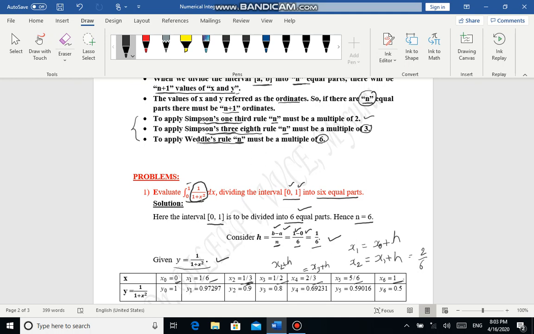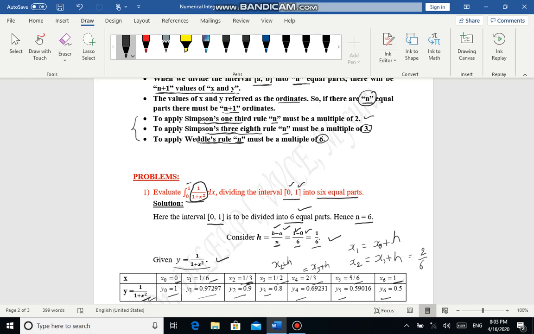Now using these values of x in the function 1 by 1 plus x square, we need to find the corresponding values of y. Observe here, when you replace x by 0, you will get y as 1, that is y0. Similarly, replace x by x1, that is 1 by 6, and you will get y1 as 0.9729 something. Similarly, find y2, y3, y4, y5 and y6.